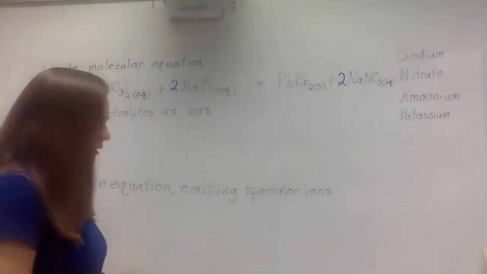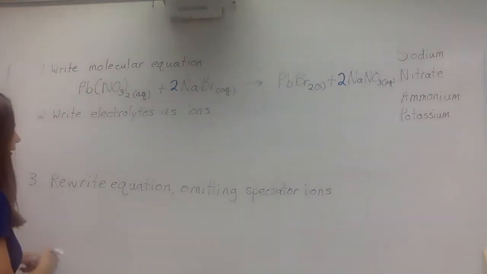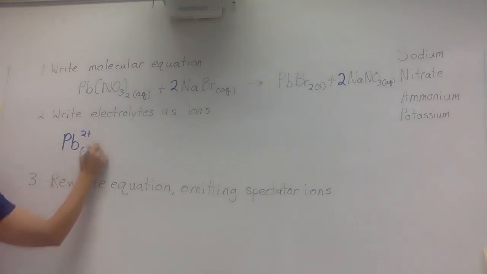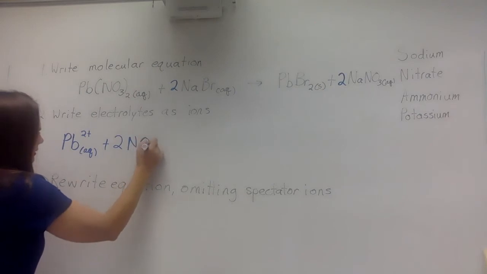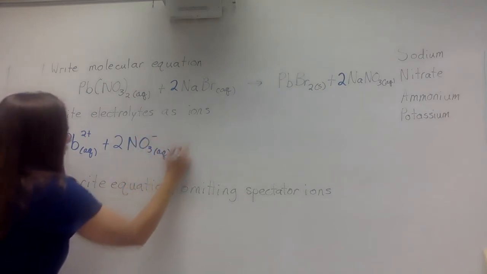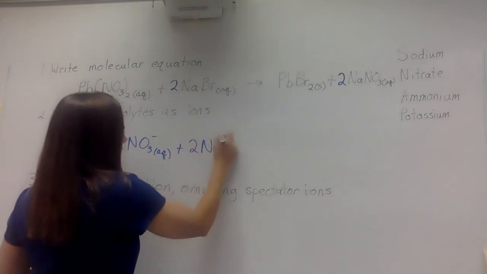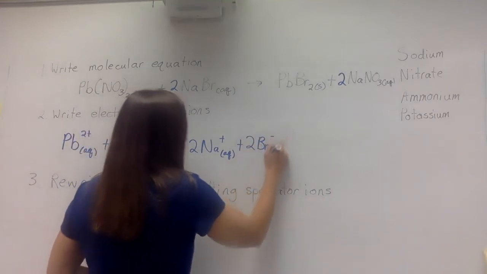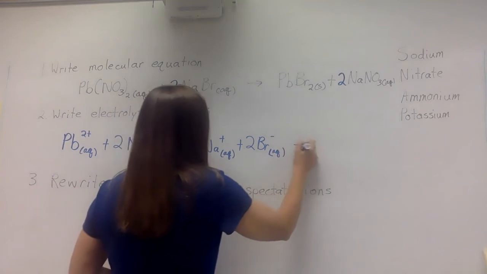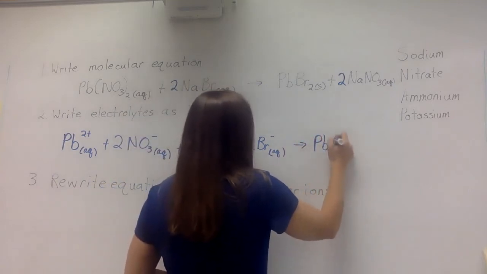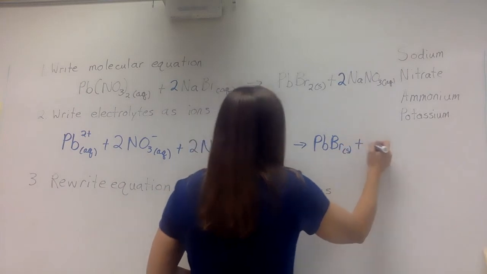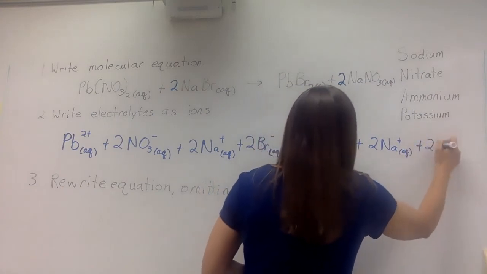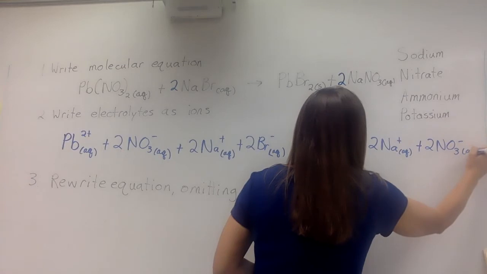So the next thing we're going to do is write it out with all of the ions. So we have our lead 2 ions in solution and 2 nitrate ions also in solution being combined with 2 sodium ions in solution and 2 bromide ions in solution to form insoluble lead 2 bromide and 2 sodium ions and 2 nitrate ions.